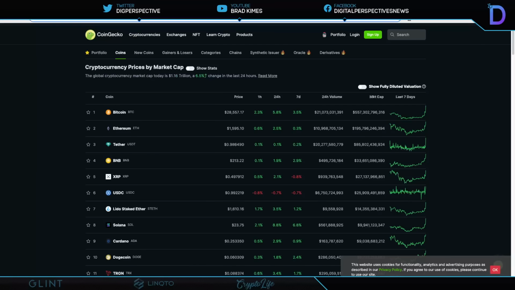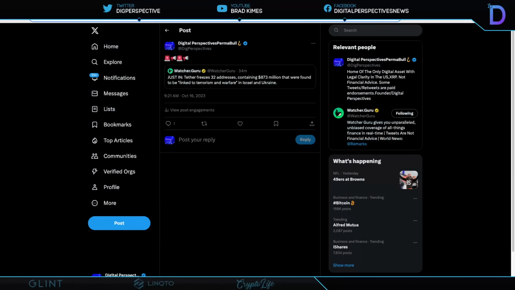Now, let's look at the numbers very quickly here. $1.16 trillion market cap for crypto. The market is up 6.5%. Bitcoin, 28,500 plus. Ethereum, 1595 and change right now. Tether is 98 cents. The peg is slipping a little bit right there, but we're at 85.8 billion plus. If that's not a new all-time high, we're so close to it. XRP is 49 cents. It's up 2.1%, but you can see Bitcoin is up 5.8%, 2.3 of that in the last hour. We'll get to that news in just a second here.